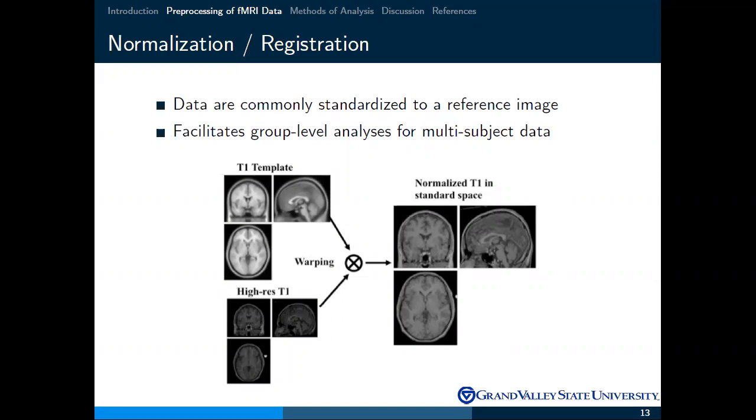Right. Yes, exactly. And for some studies, for example, we might want to explore activity levels in the parietal lobe. And so we want the parietal lobe to be in the same spot for everyone. We don't want it to be a different area that we're getting at when averaging across subjects.